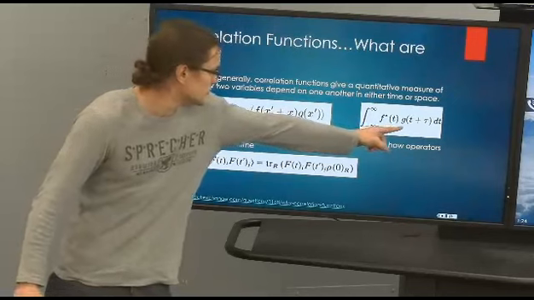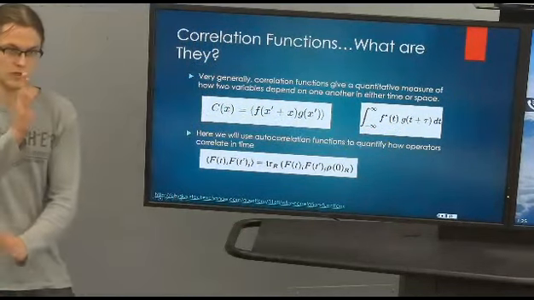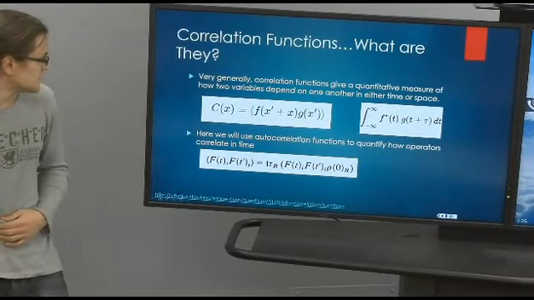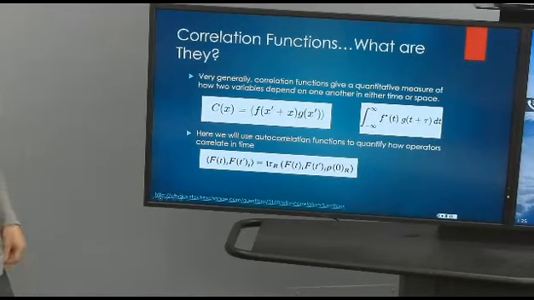We're multiplying two functions together and seeing how it changes in time. You can view one as stationary and we're moving the other function past it. And these are just different notations for how correlation functions show up. Specifically, we'll be using autocorrelation functions for operators.